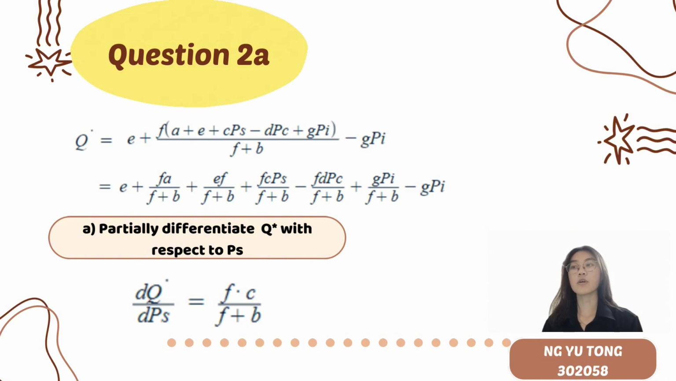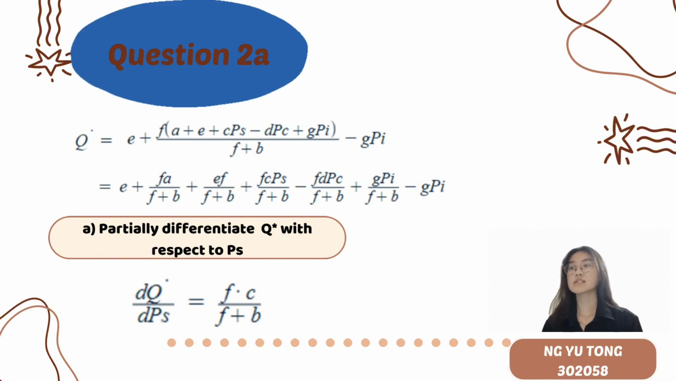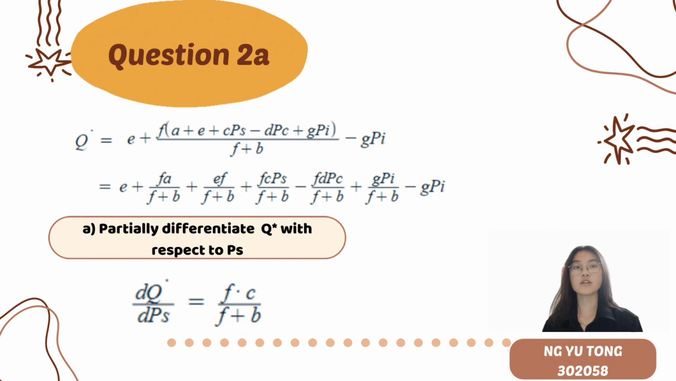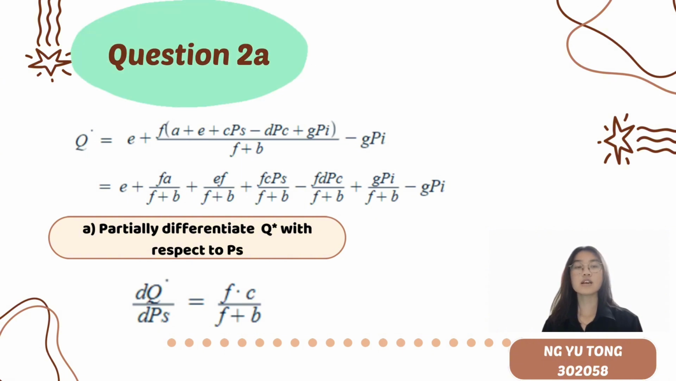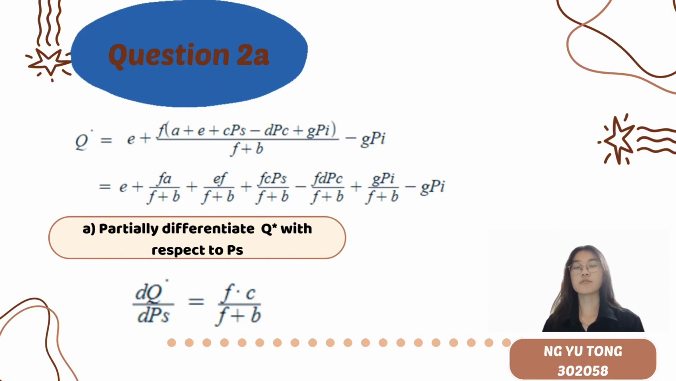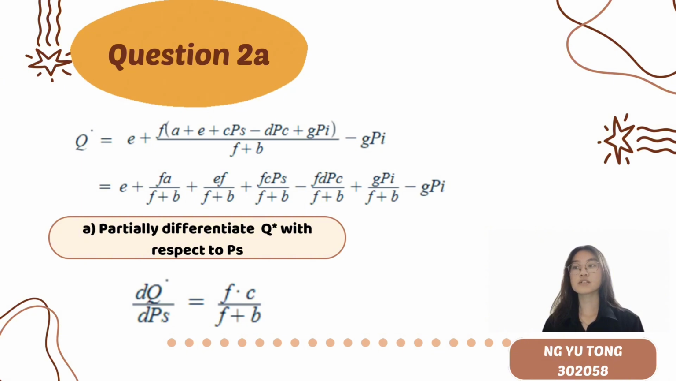plus EF over F plus B plus FCPS over F plus B minus FDPC over F plus B plus GPI over F plus B and minus GPI. So to find the differentiation, we have to take out the thing that we have to find, which is PS. So with differentiation, we will get FC over F plus B.